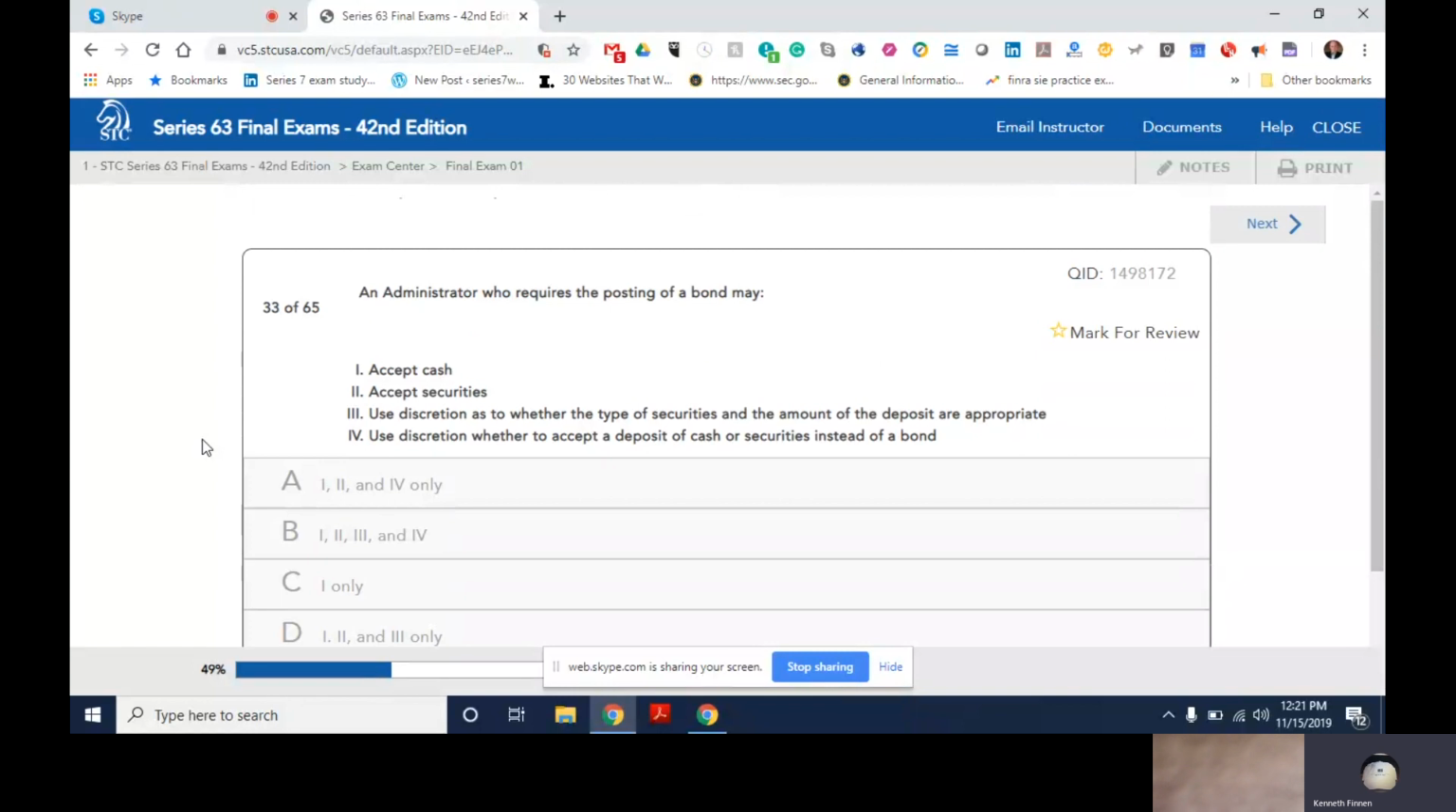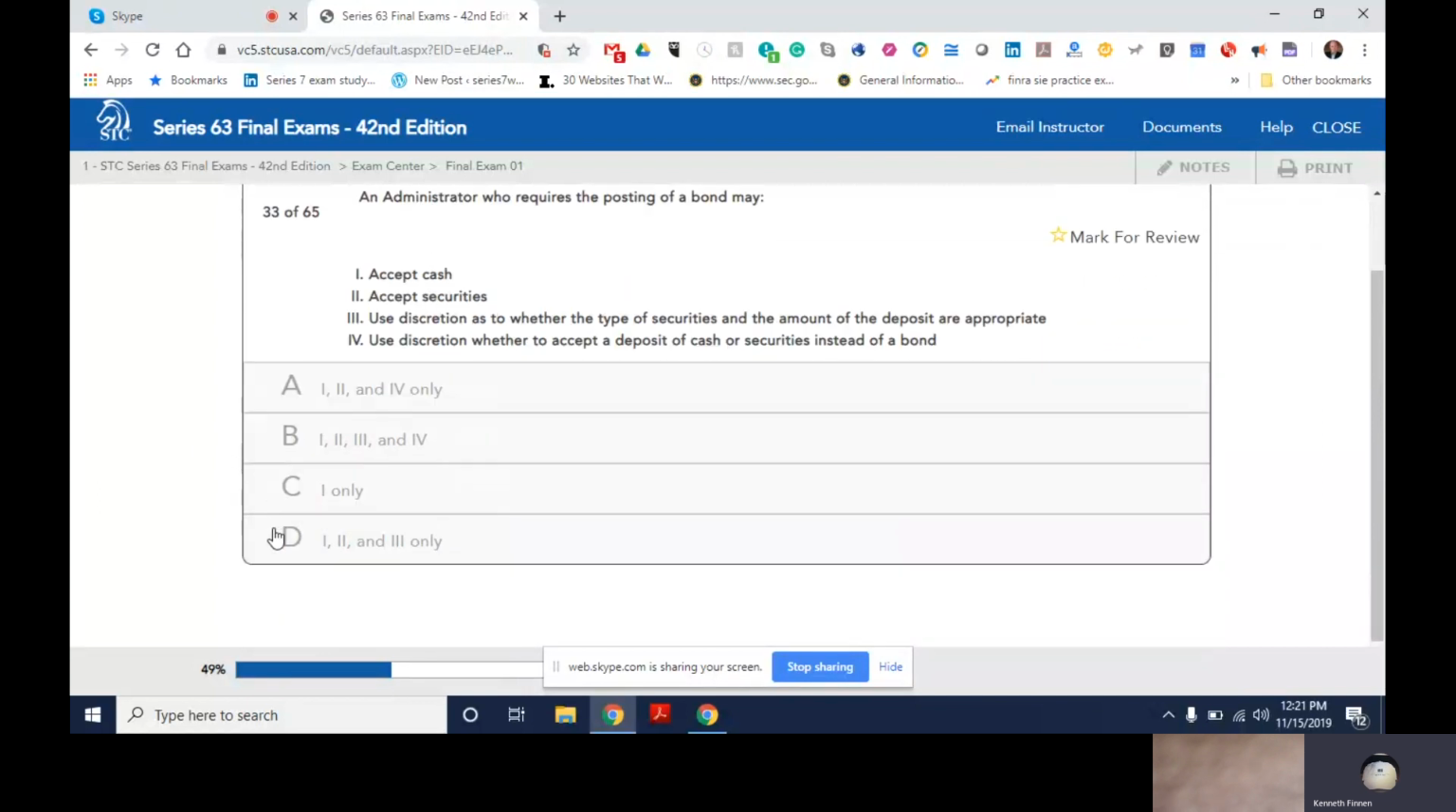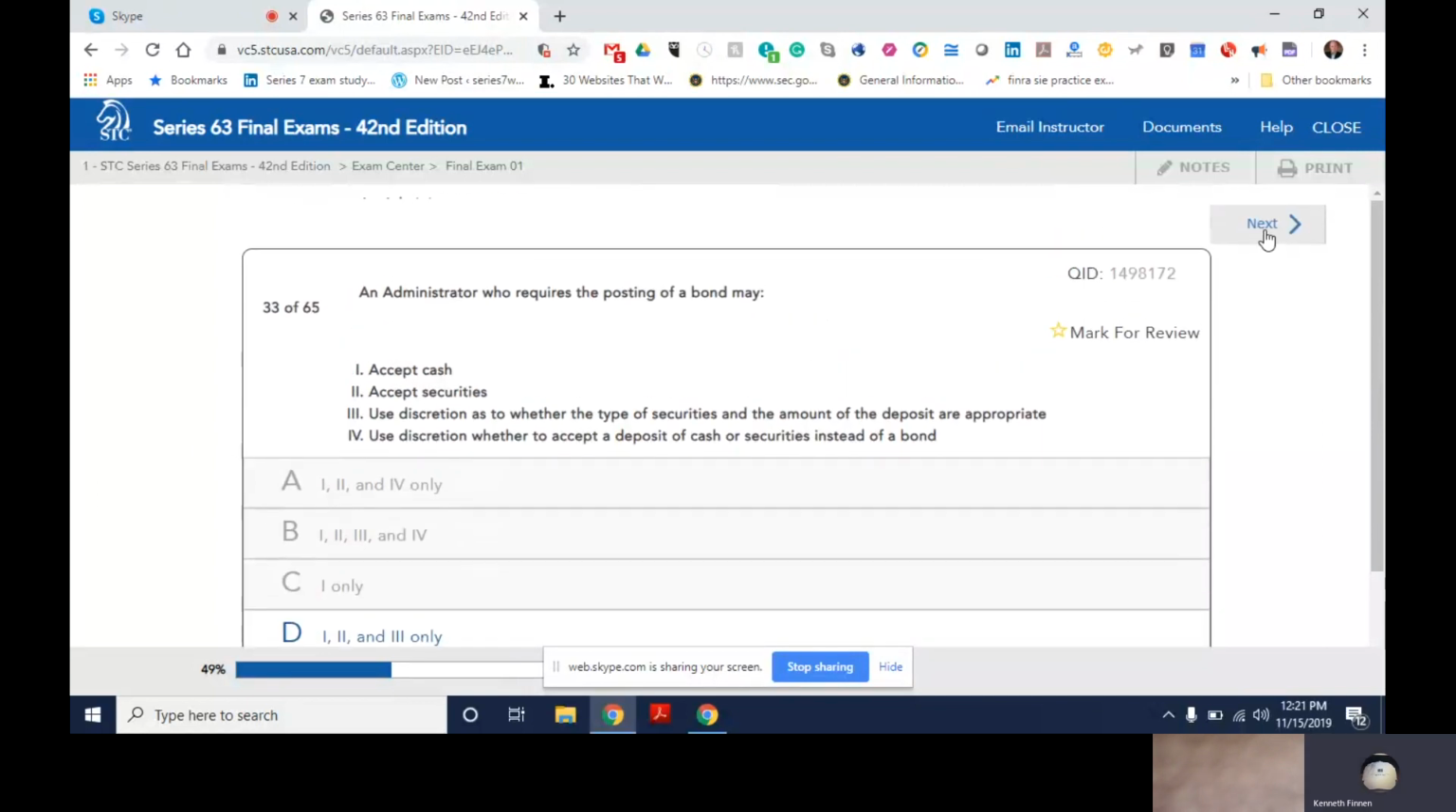Okay, so I think they throw 4 out. You can't choose whether to accept cash or securities. I think they have to. So I'm going to say 1, 2, 3 for the bond. We'll come back. We'll see if we're wrong or right on that. Okay, so this is for a surety bond. I can accept cash or securities, and I can decide if the securities are good enough. Like if they're pink sheets, they may not accept them.